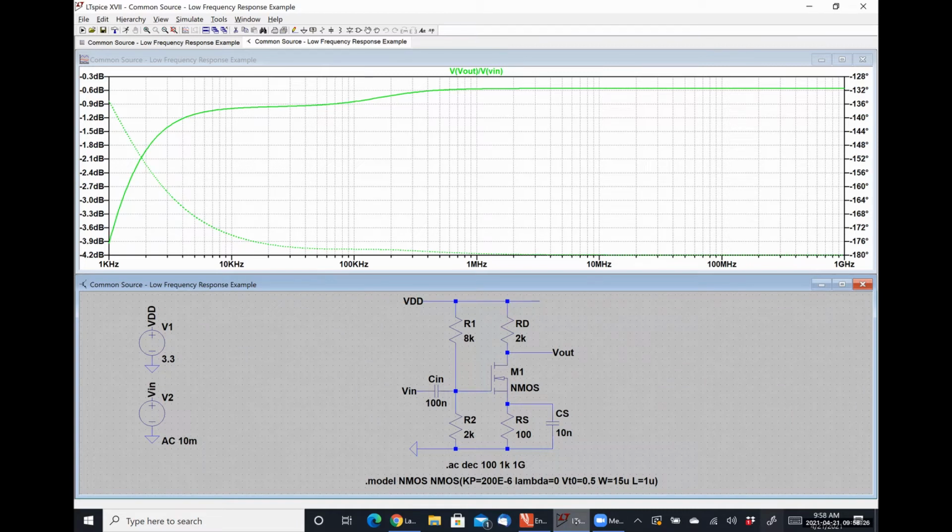Okay. So using these values, R1 is 8 kilo ohms, well, I'll draw it. But using these values, let's estimate where our poles should be based on our formulas.